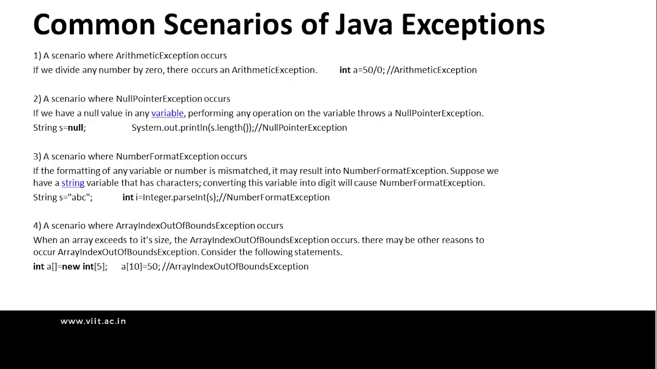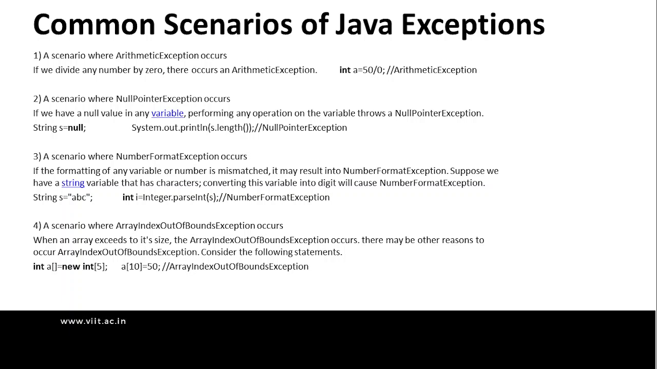Common scenarios of Java exceptions. The first scenario is where an arithmetic exception occurs. If we divide any number by 0, an arithmetic exception occurs, for example int a = 50/0. The second scenario is where a null pointer exception occurs. If we have a null value in any variable, performing any operation on the variable throws a null pointer exception. For example, String s = null; System.out.println(s.length()); if you try to use the length function, a null pointer exception may occur.